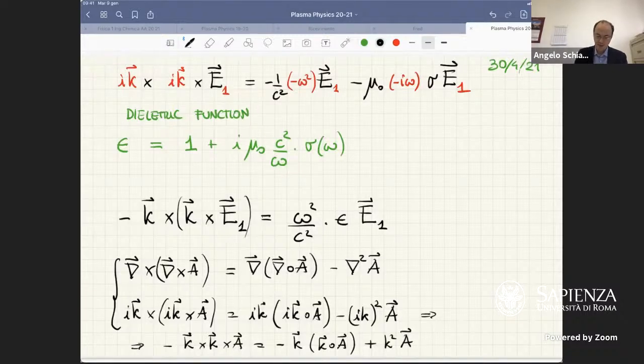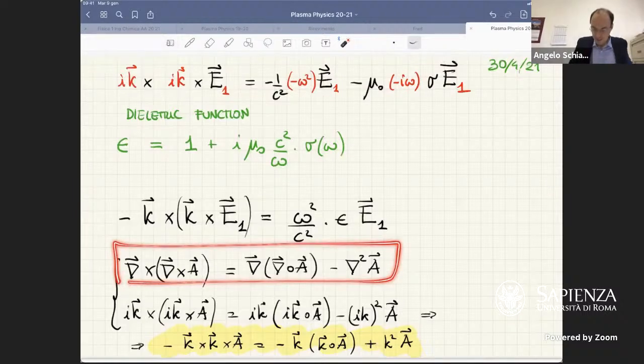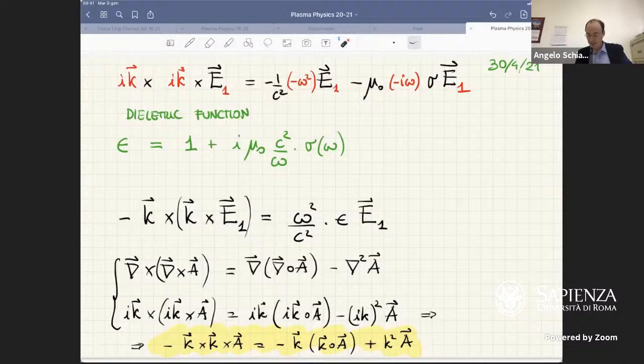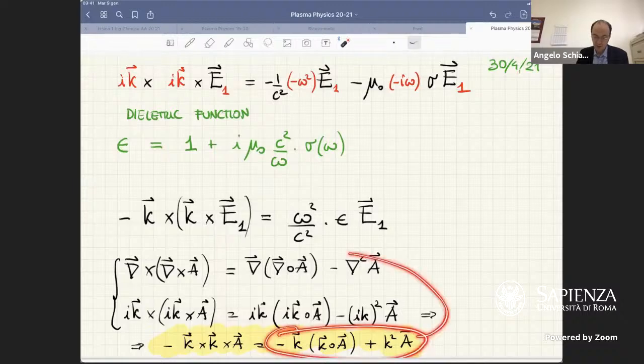Okay, this is the translation of a well-known differential operator identity applied to a vector field, written in complex notation. So now we can plug this equation into our equation. So basically we substitute for this term into our left-hand side term.